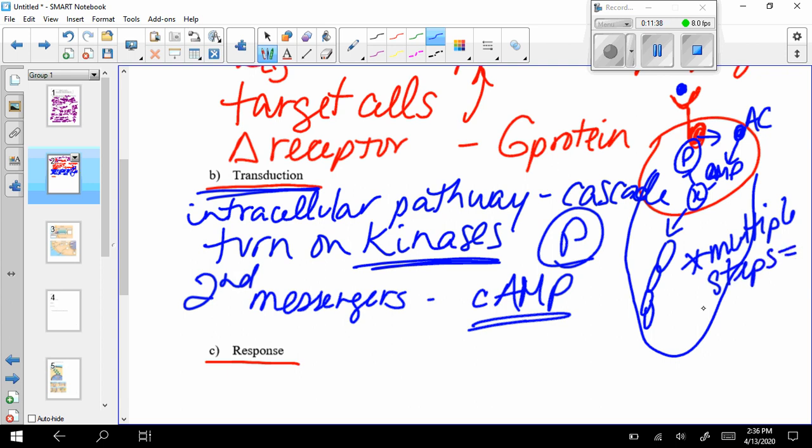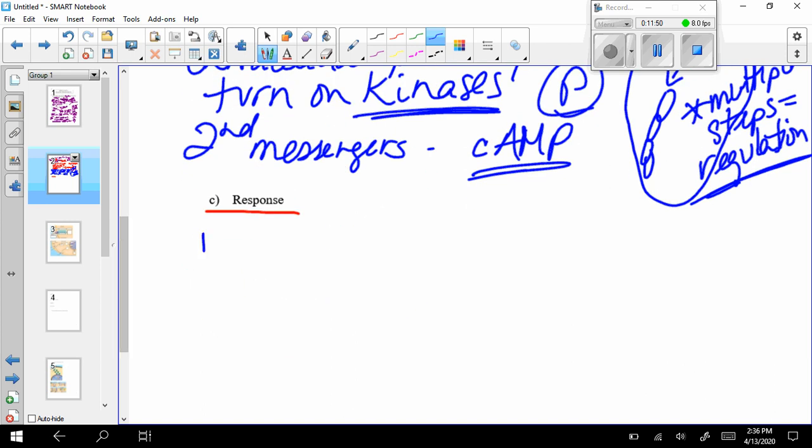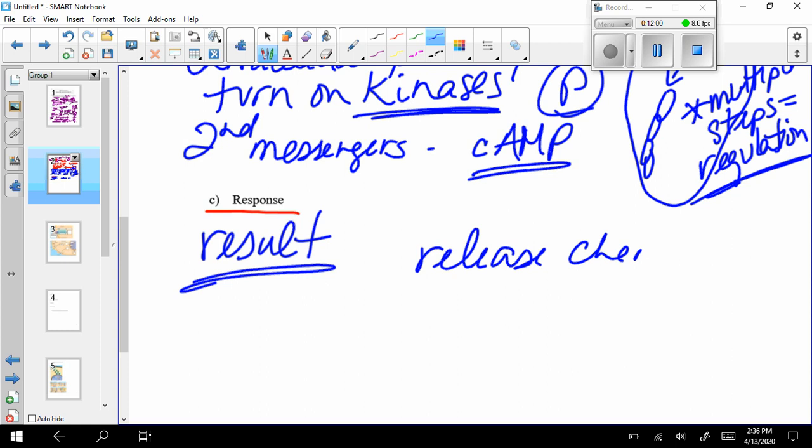Multiple steps equal regulation. So if you realize, hey, I really don't want to do this, you can actually abort mission, like stop doing it at some point along the way. All right, the response is your result. What happens because of your signal transduction pathway? And so your cell might release a chemical, like maybe it's going to release glucose. Maybe you got scared and now you have to increase your blood sugar level, and that's how you're going to change glycogen, your stored energy, into glucose, your monosaccharide.